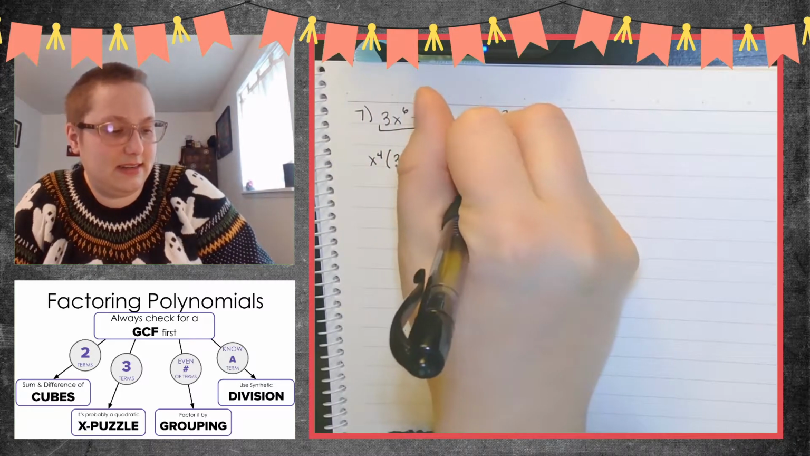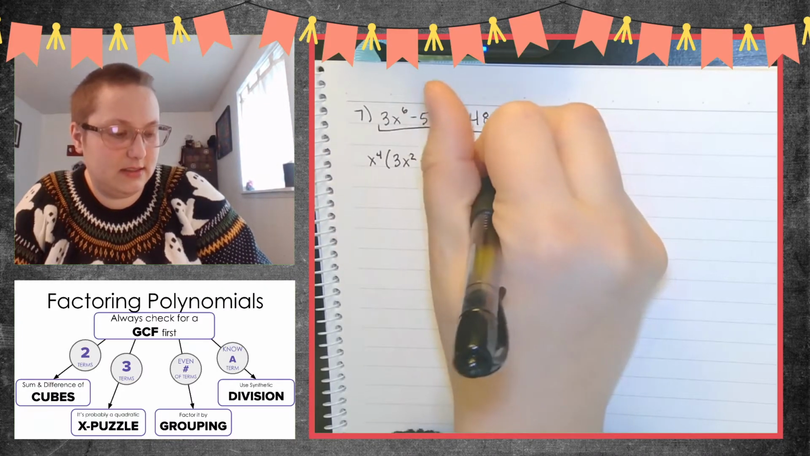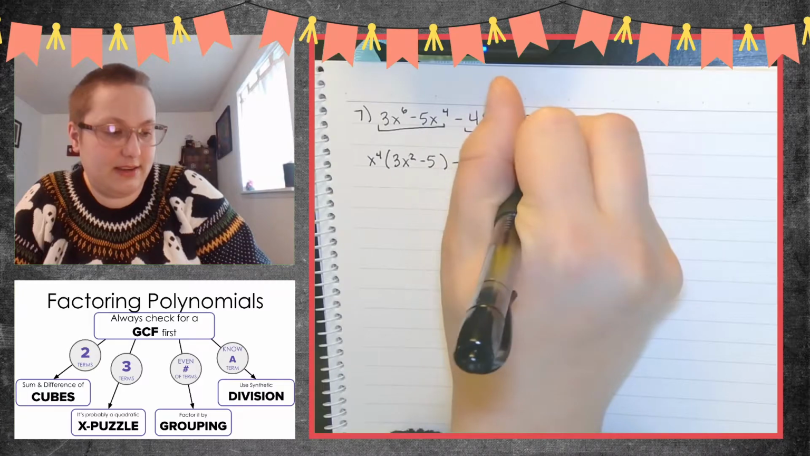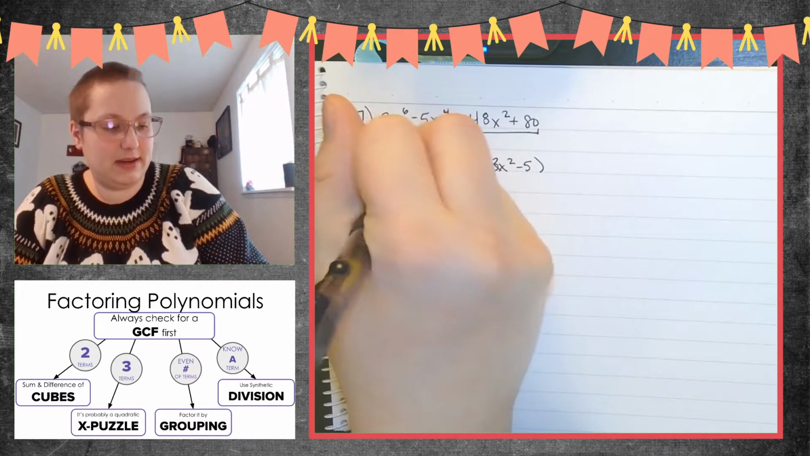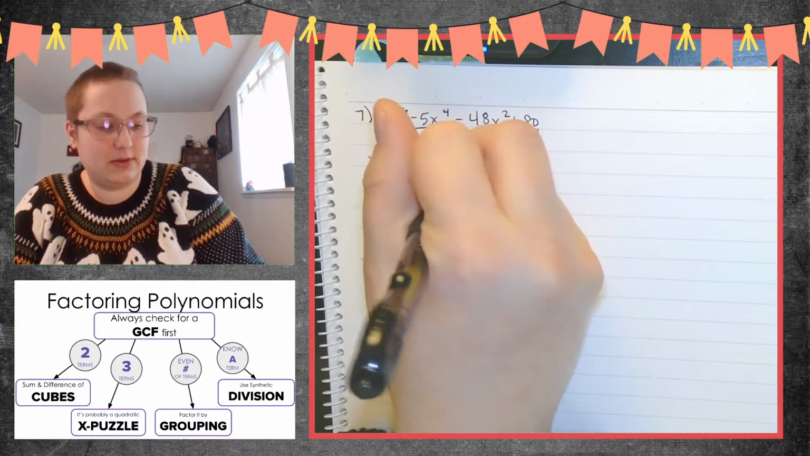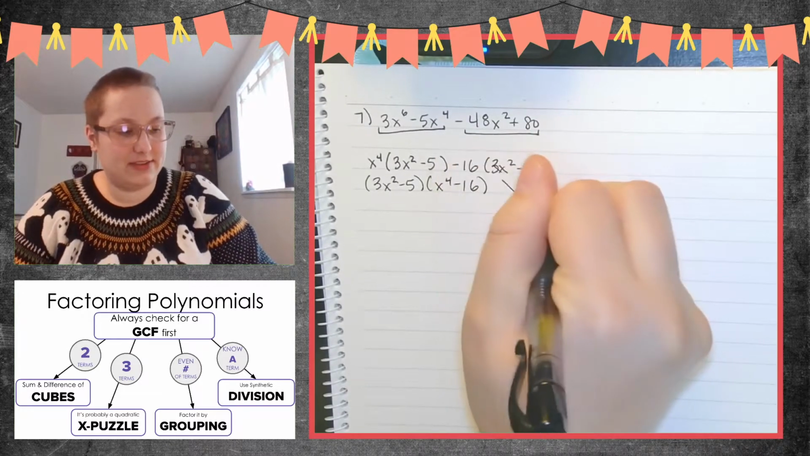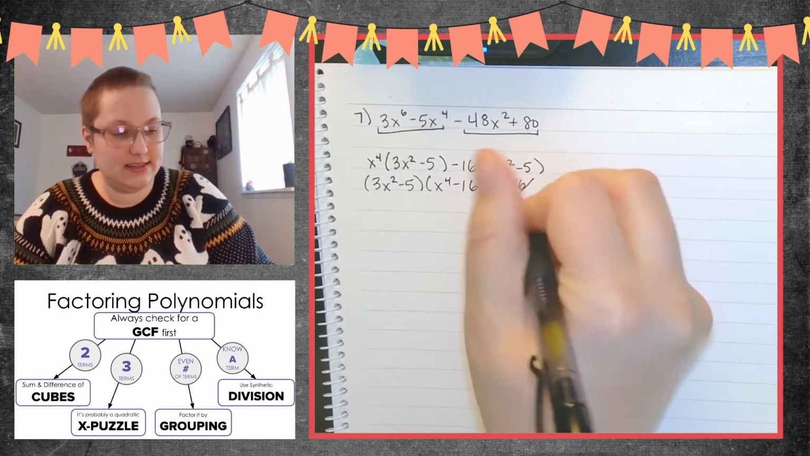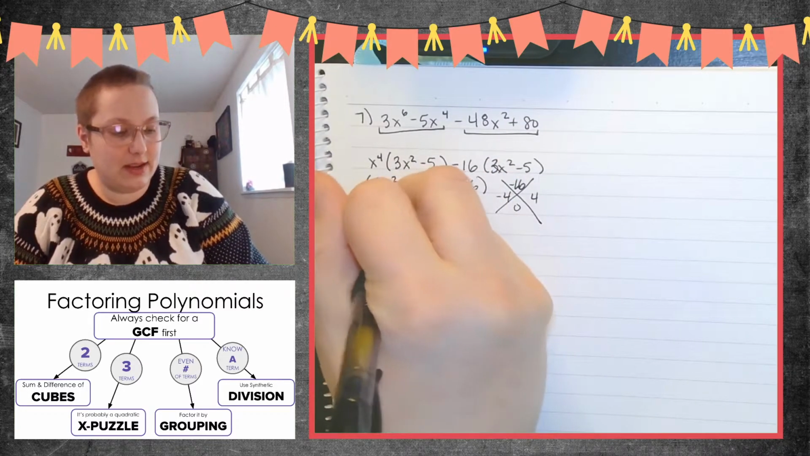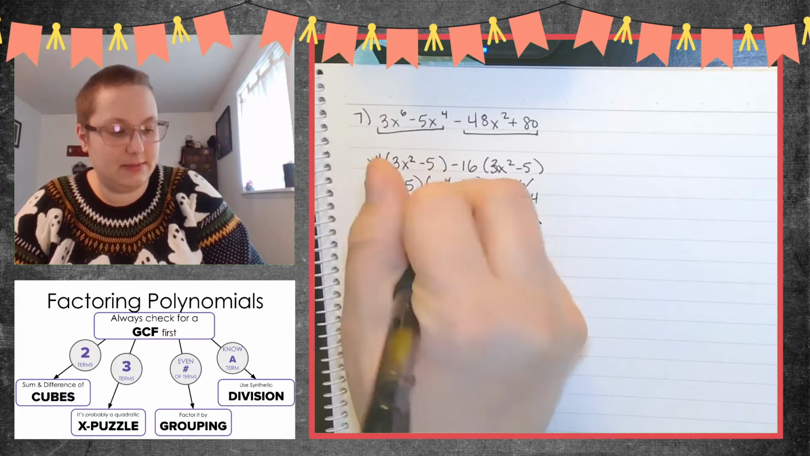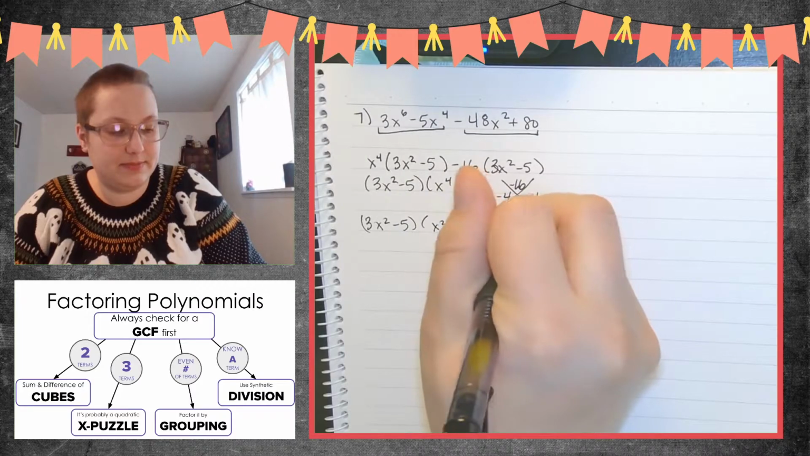So minus 16. And then I'll be left with 3x squared minus 5. That's what I wanted. So I can take that out in front. 3x squared minus 5. And I'm left with x to the fourth minus 16. Once again, 16 is a perfect square, so I can actually factor that more with negative 16 and 0, which is negative 4 and positive 4. So I actually have 3x squared minus 5 times x squared minus 4 and x squared plus 4.